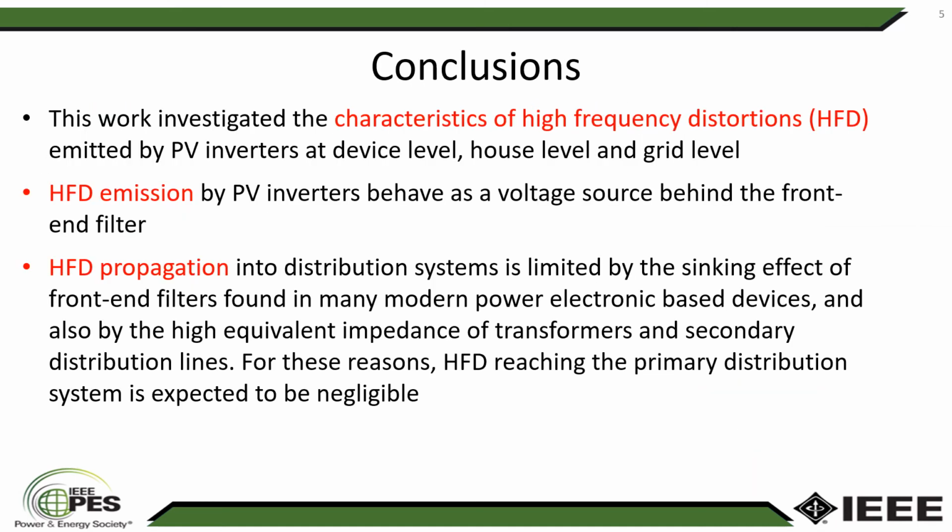So in conclusion, this work has shown mainly that the high frequency emissions behave close to a voltage source on PV inverters. And in terms of propagation, we found that the propagation on the distribution system is limited due to the sinking effect of front-end filters found in power electronic based devices, and also due to the high equivalent impedance of transformers and secondary distribution lines that attenuate these distortions.